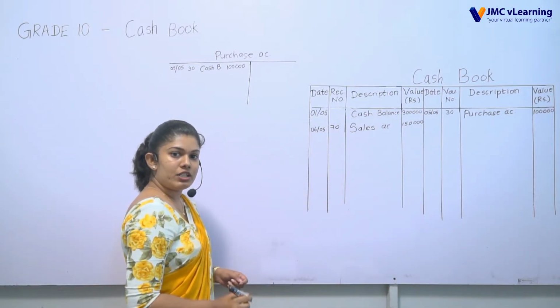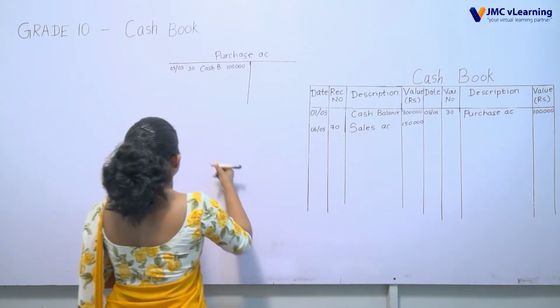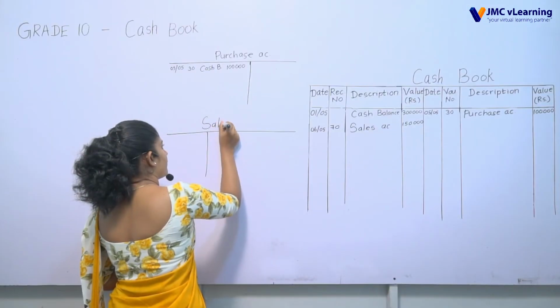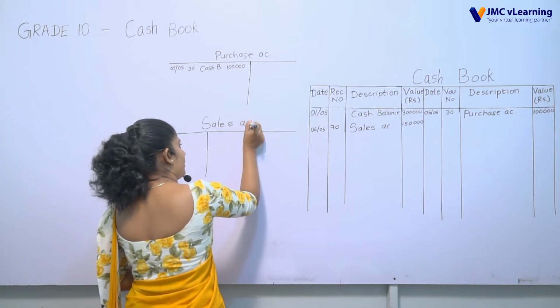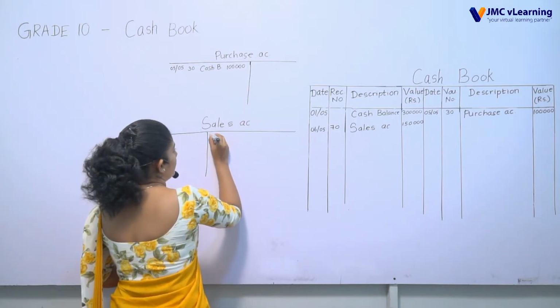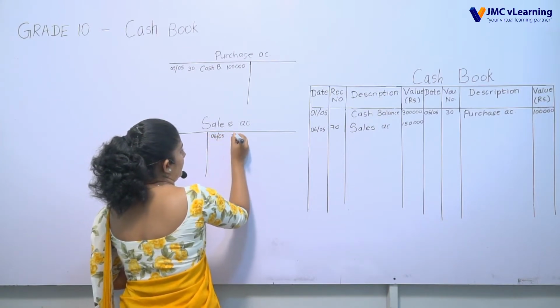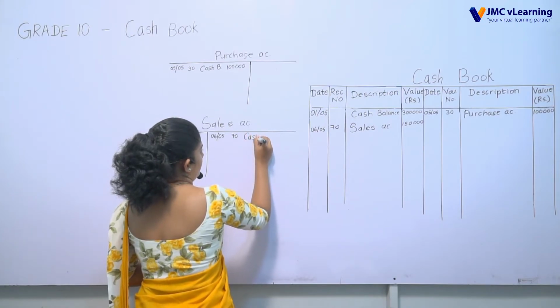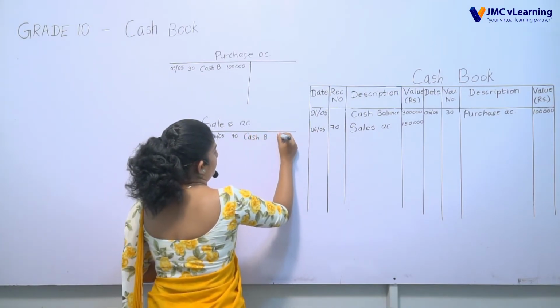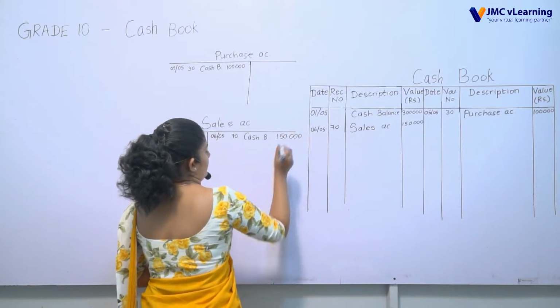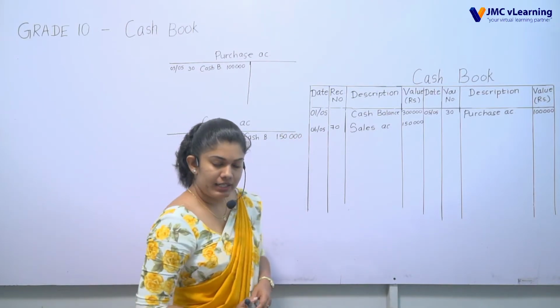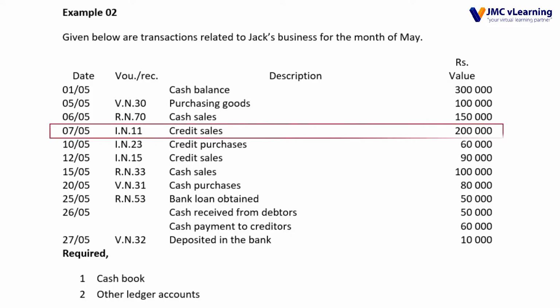To record sales, we have to open up a sales account. Sales account, 150,000 amount, 6th of May, 70, cash, 150,000. Next transaction, credit sales, 200,000, 7th of May, invoice number 11.